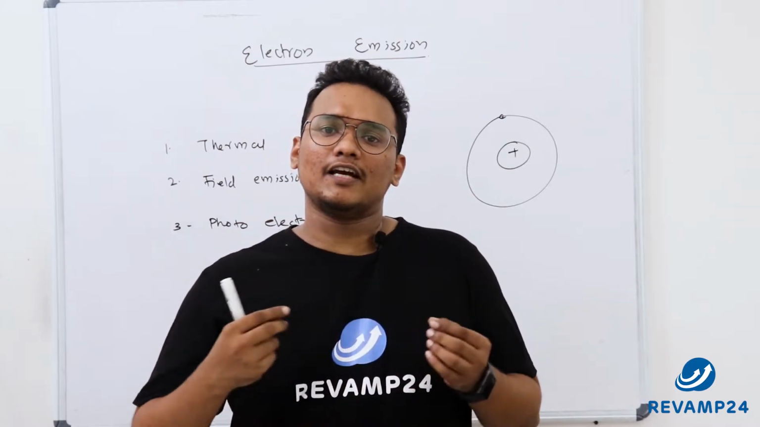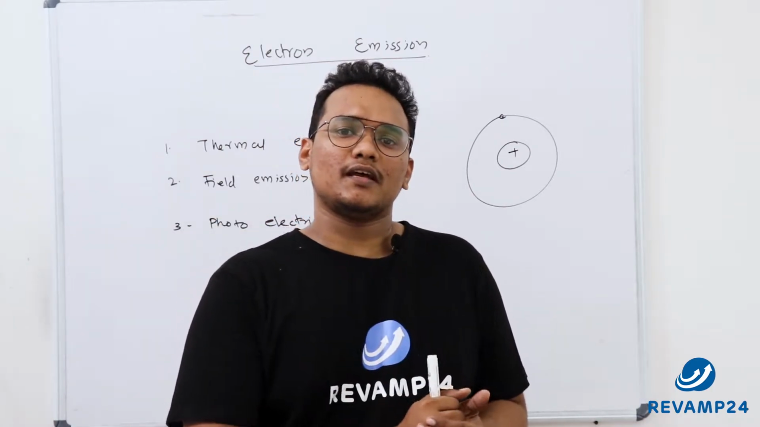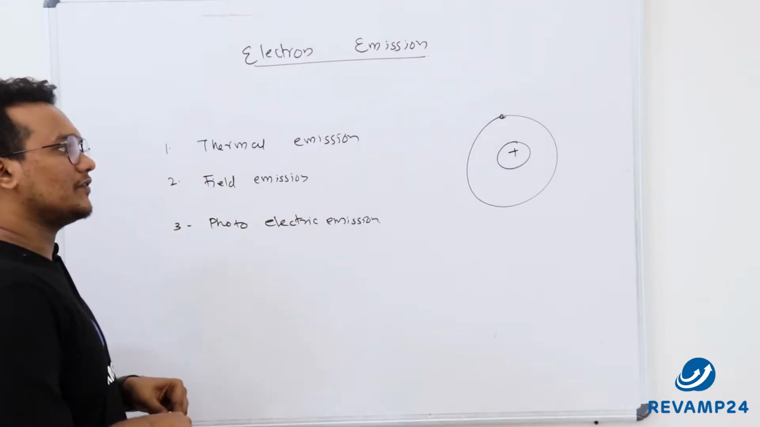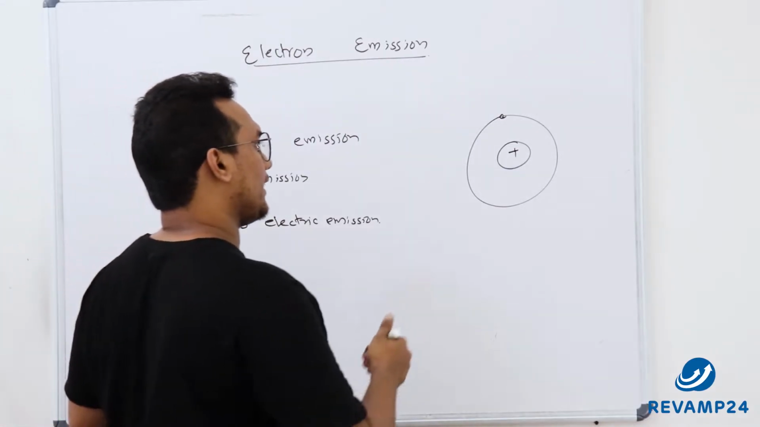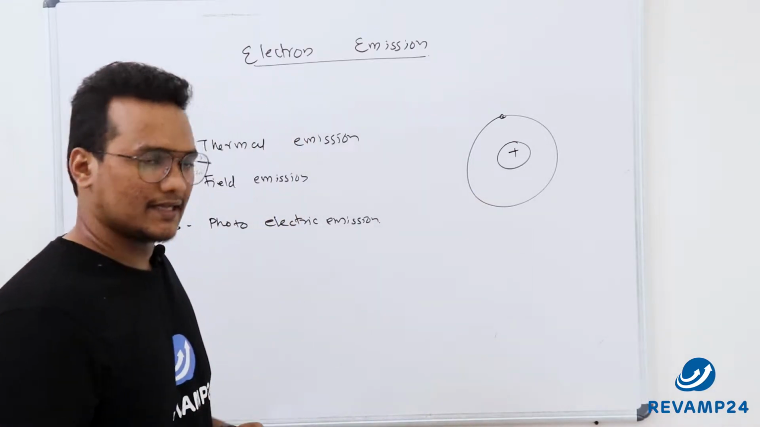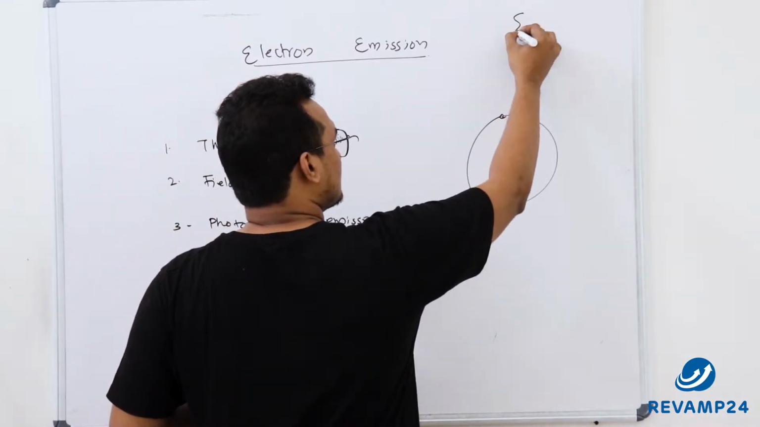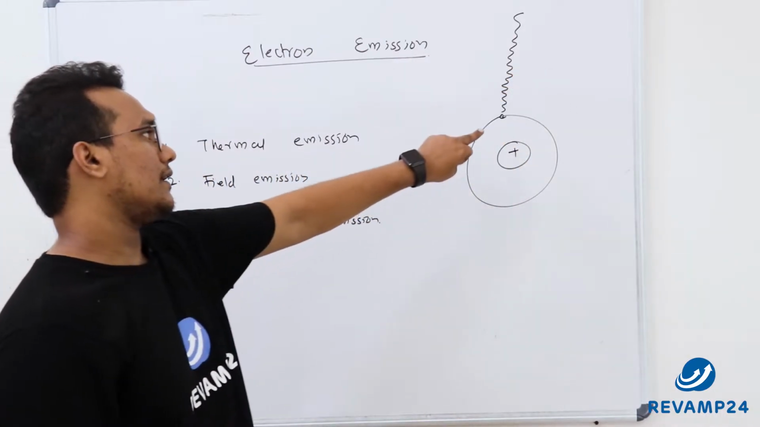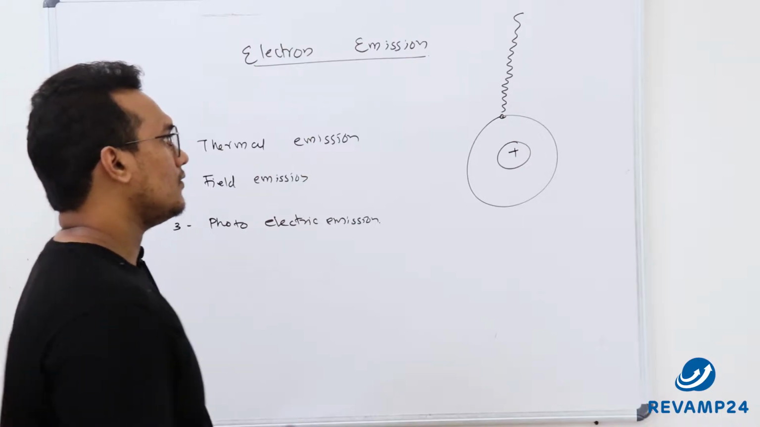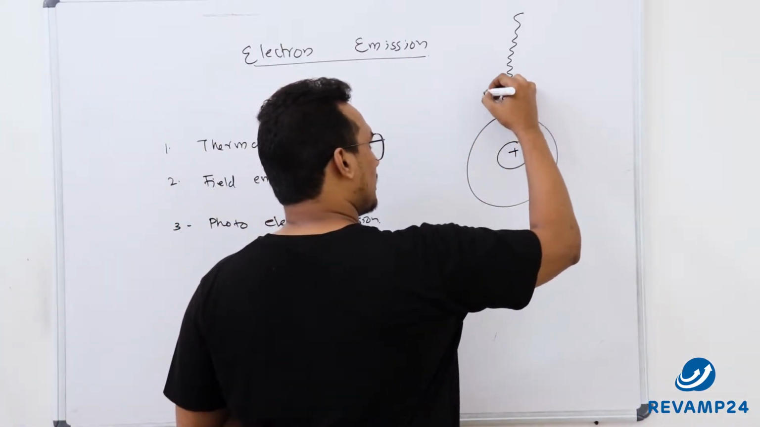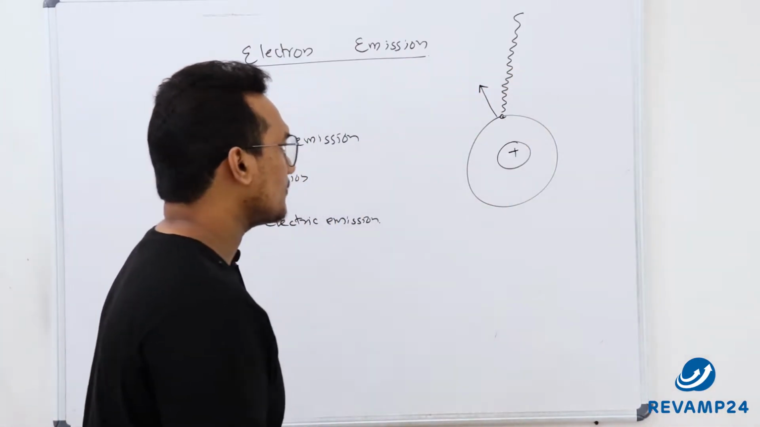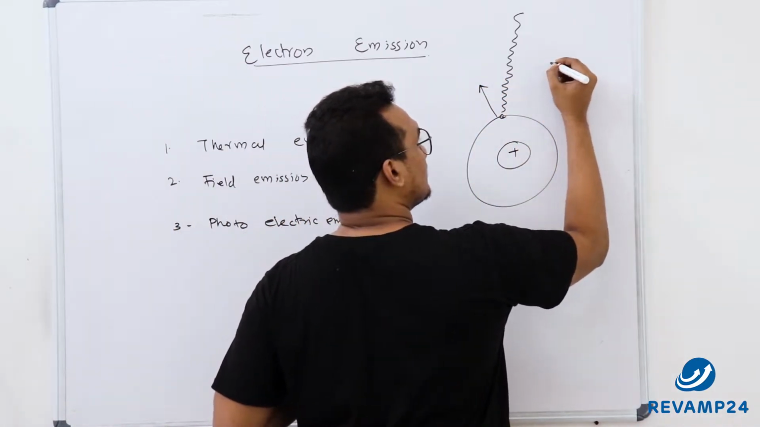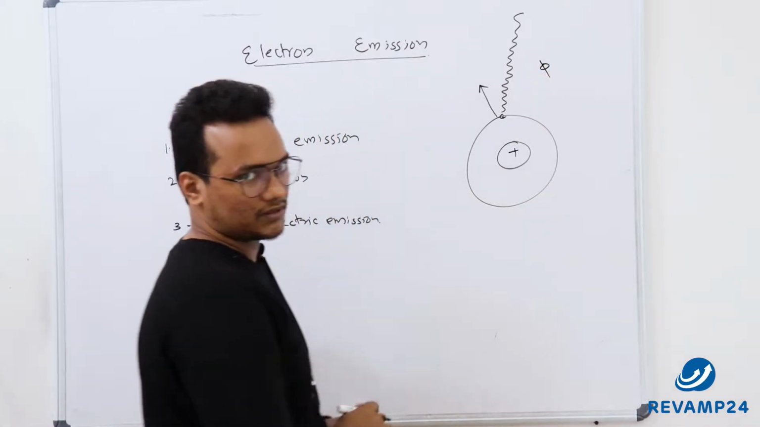In this video, I will explain what is electron emission and the different types of electron emissions. In the last video, I explained that in the case of radiation, when a radiation having sufficient energy is incident on an electron, the electrons will come out of a metallic surface only when this radiation carries an energy higher than the work function.